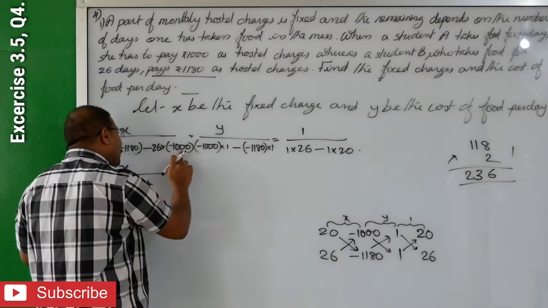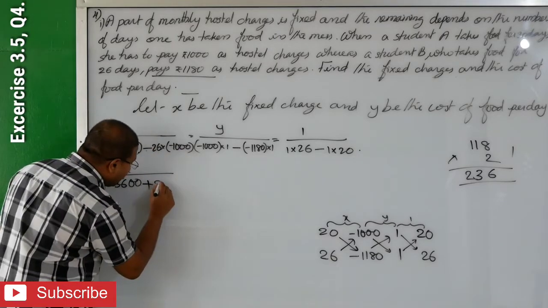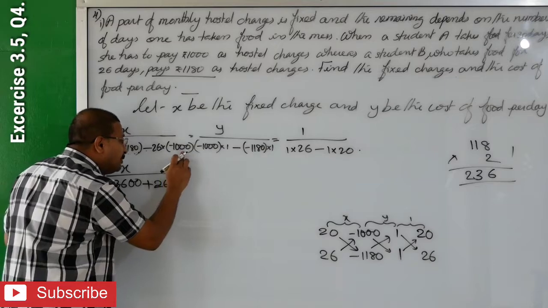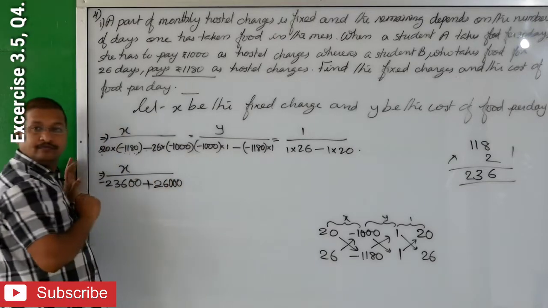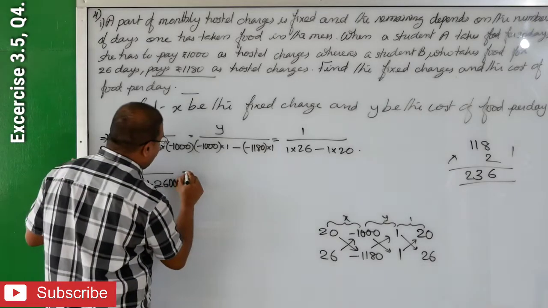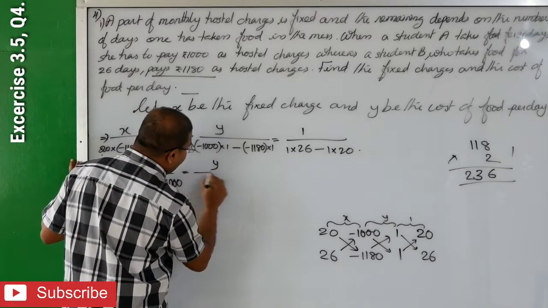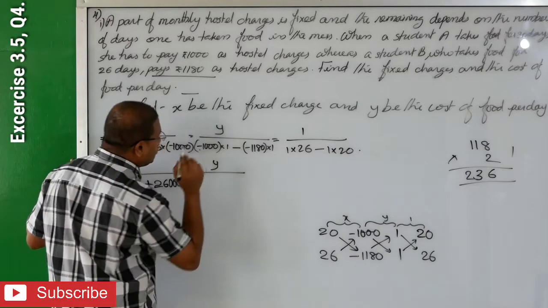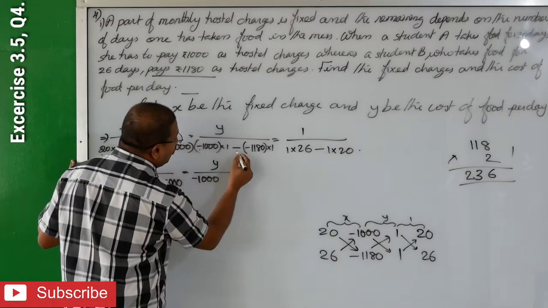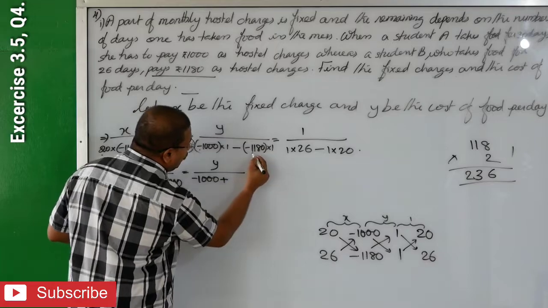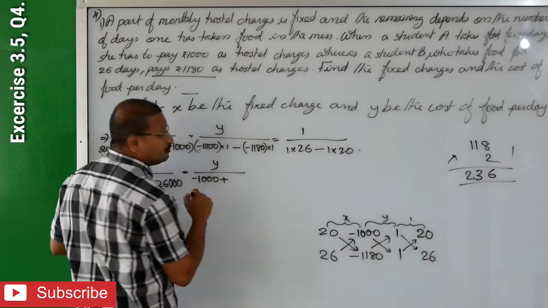Now, 26 into 1000. What you will do? First, you will write 26. 1000 means how many zeros are here? 3. That 3 zeros will put. Ready? Equals Y divided by minus 1000 into 1. That is minus 1000. Now, minus into minus, plus 1180 into 1. That means what you will write?